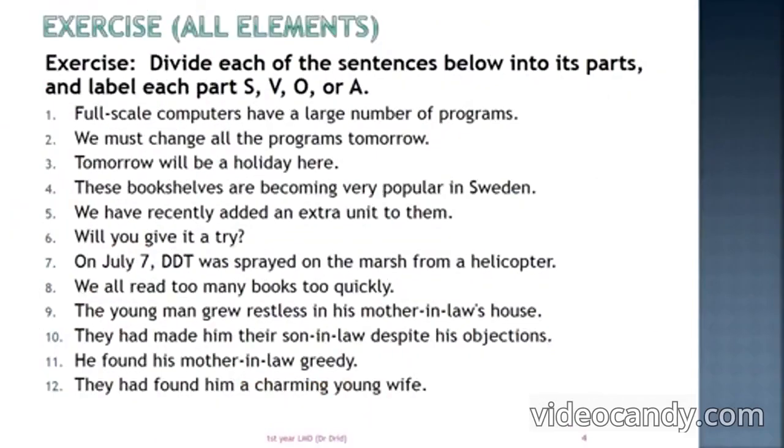Exercise. In this exercise, you will practice or try to find all the elements that we have described before: the subject, the verb, the object, or adverbial. So the question is, divide each of the sentences below into its parts and label or name each part S, V, O, or A.